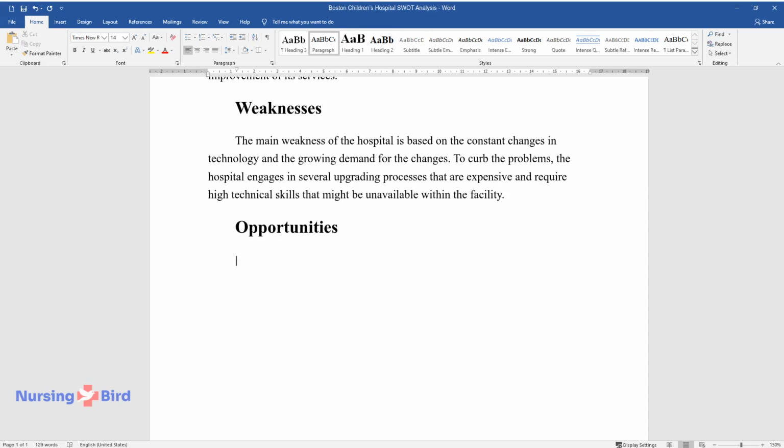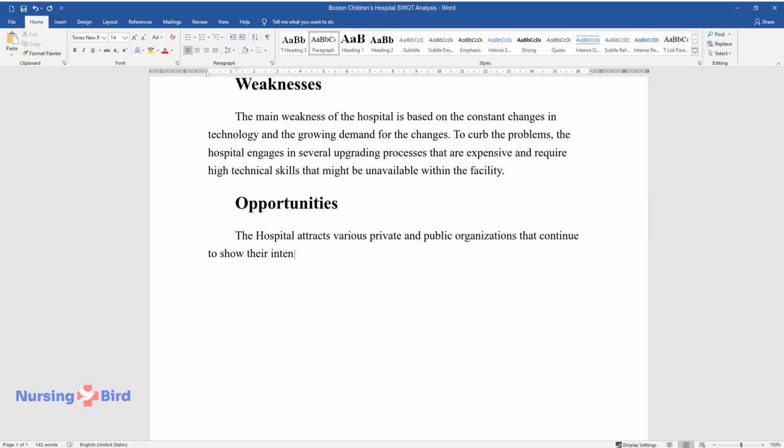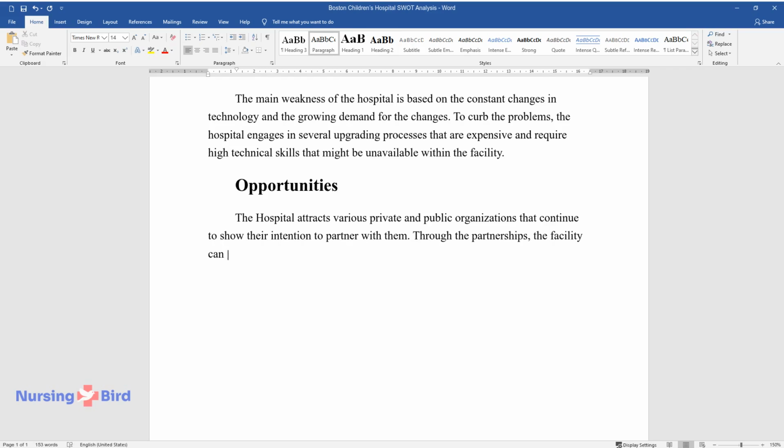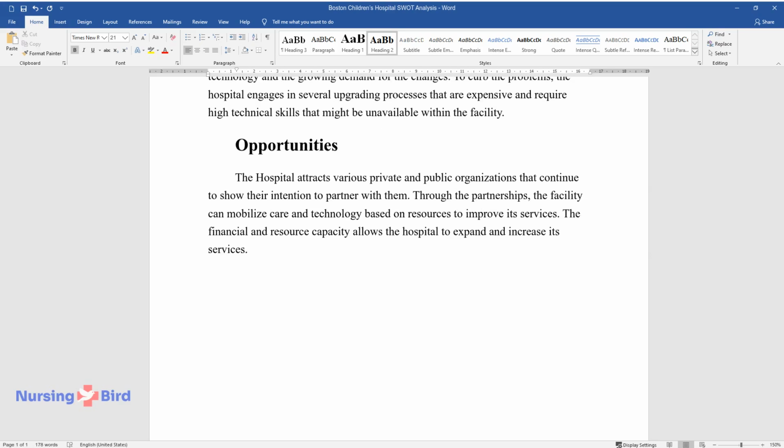Opportunities. The hospital attracts various private and public organizations that continue to show their intention to partner with them. Through the partnerships, the facility can mobilize care and technology based resources to improve its services. The financial and resource capacity allows the hospital to expand and increase its services.